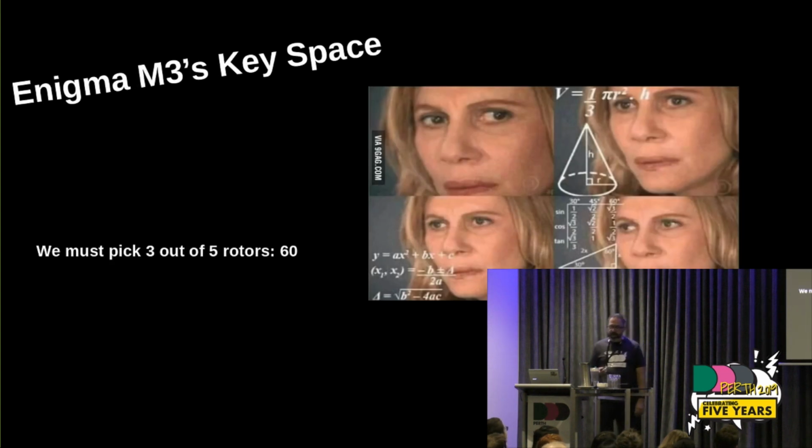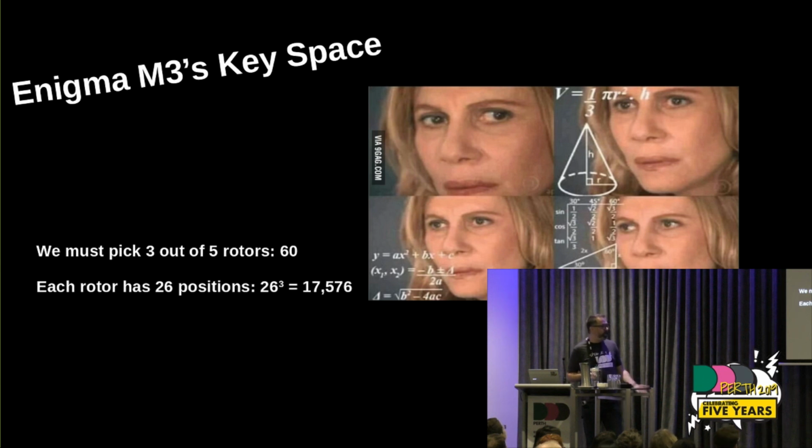Well, let's do a quick calculation about M3 key space. So we have to pick 3 out of 5 rotors. That gives us a total of 60 combinations. Each rotor has 26 positions, so that gives us 26 to the power of 3 equals 17,576. Then we have the ringstellung, which only applied to 2 of the rotors, which gives us another 676 combinations.